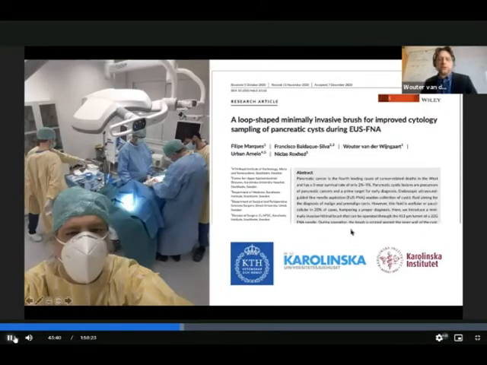So this is work in progress. You see, these are images from last week where we did for the first time in vivo testing on a pork model. And if you want to know more, this is the first publication on this technology. This is together with the Karolinska University Hospital and the Karolinska Institute, with whom we work.